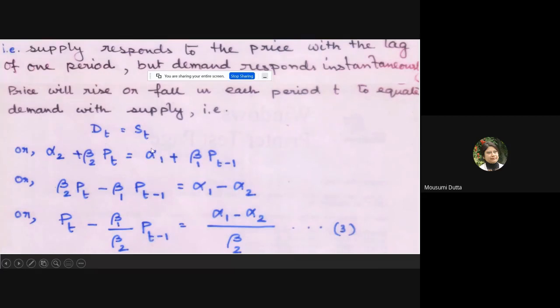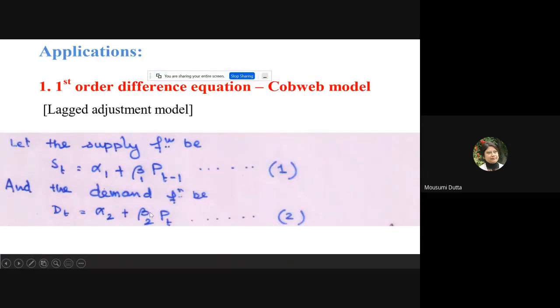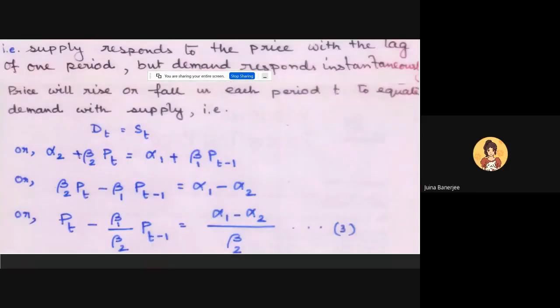Now, we have considered a particular form of Dt and St. So, we are equating alpha 2 plus beta 2 Pt with alpha 1 plus beta 1 Pt minus 1. Now, would you please write down these two equations first? Dt is equal to St. I hope everybody wrote these two equations, 1 and 2. Then you write down Dt is equal to St, and only put the values for Dt and St.